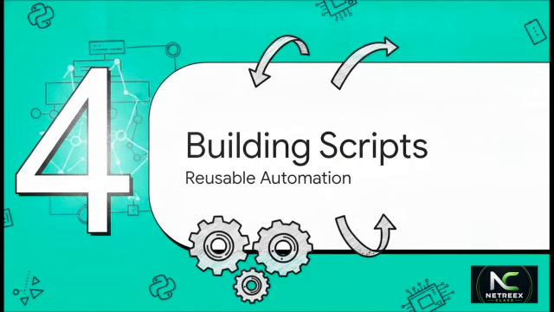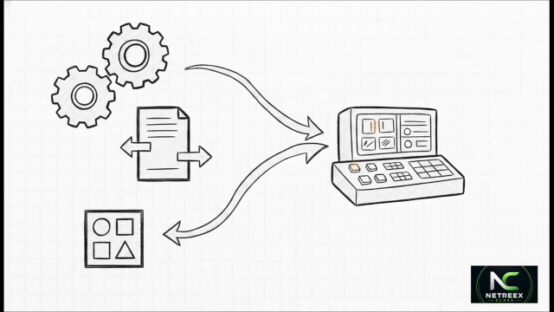Which brings us nicely to Section 4, building reusable scripts. It is time to graduate from the sandbox. To build true automation, we use 3 main building blocks. First up, functions. You wrap your loop and conditional logic into a function so you can reuse it whenever you need to generate VLAN configs. Next, files.